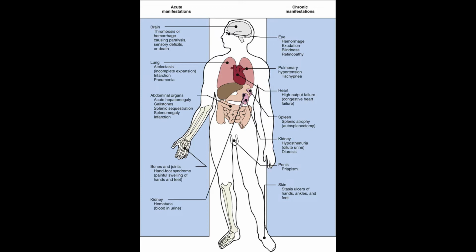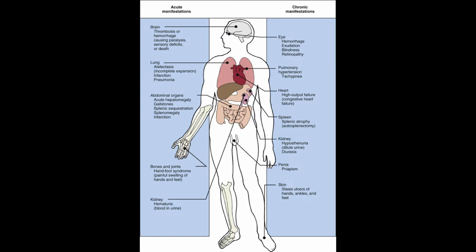You can have issues with your lungs and abdominal organs. It can even help you develop gallstones. You can have issues with your bones and joints. There's something called hand-foot syndrome, which is painful swelling of the hands and feet. And issues with your kidneys. You can have hematuria, which is blood in the urine. Now, there's a lot of causes for blood in the urine, but this is one of many that could potentially cause that to occur.